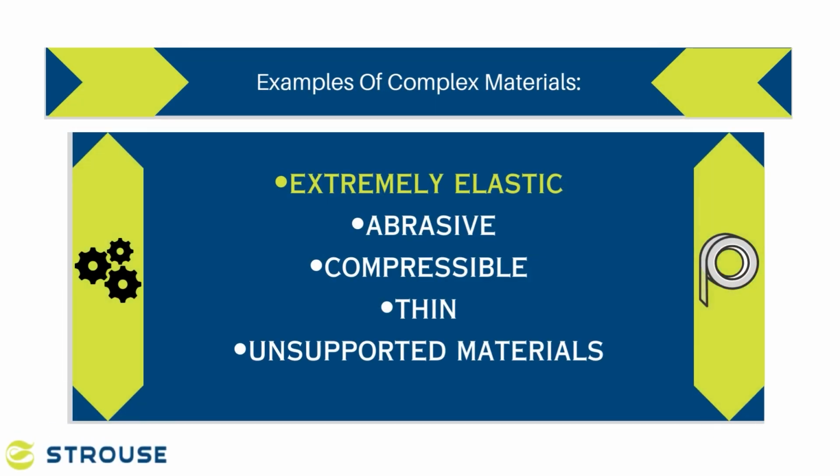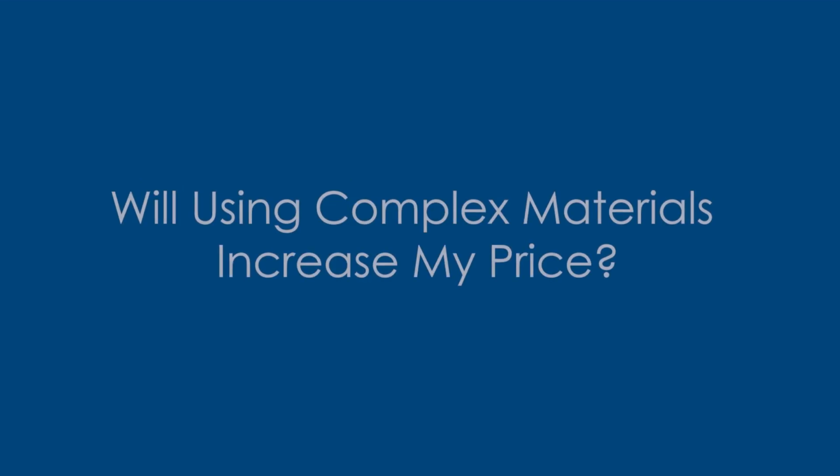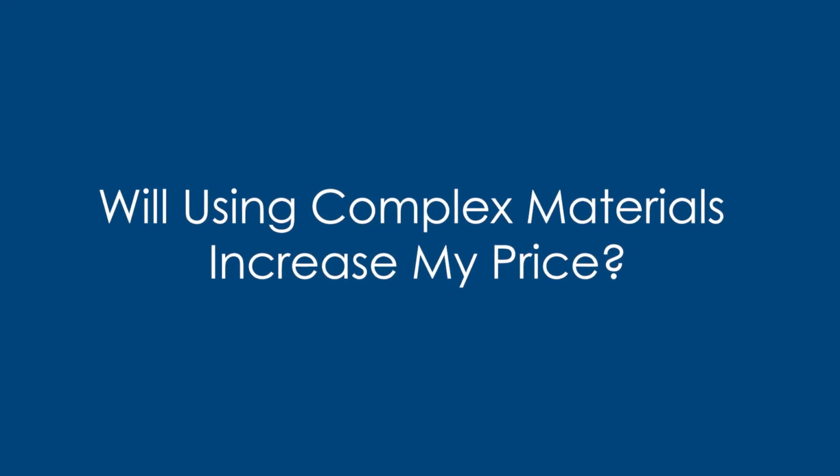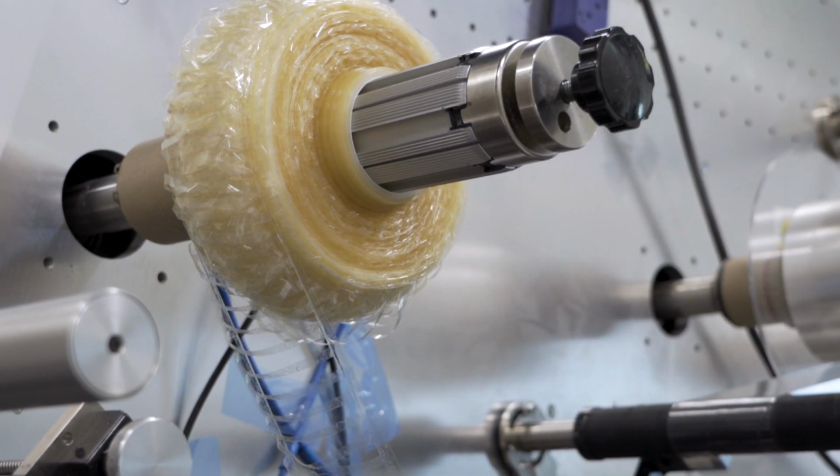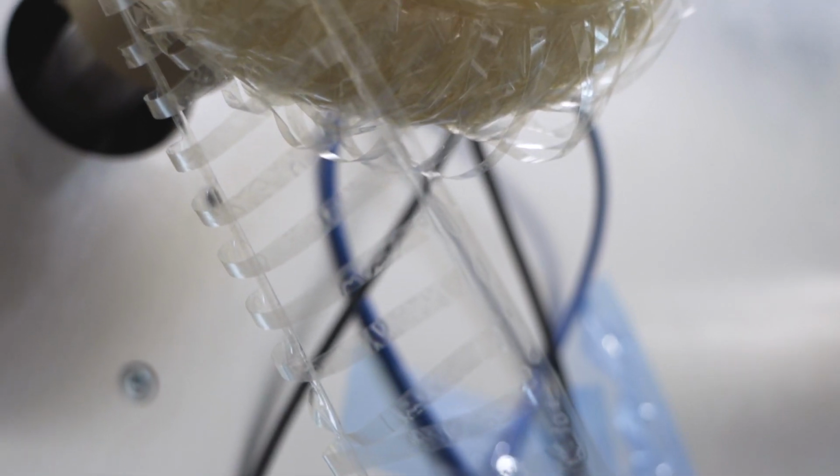Examples of complex materials include extremely elastic, abrasive, compressible, thin, and unsupported materials. Using complex materials might lead to higher costs. This is due to the increased setup waste, so you should consult your converter and factor in waste percentages.